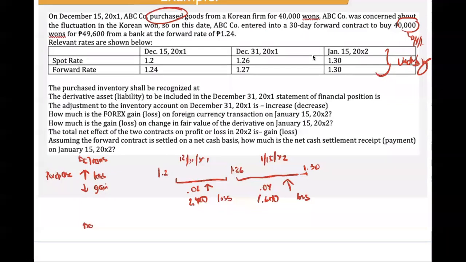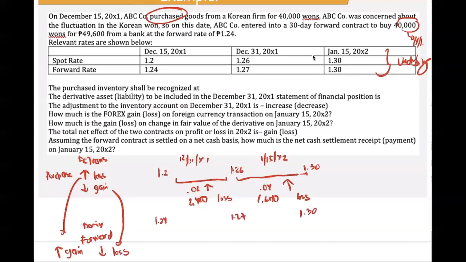Next, we account now for the derivative, which is the forward. Okay. So if the increase in your foreign currency transaction is a loss, the increase here is considered a gain. And the decrease, kailangan magkabaliktad sila, di ba? The decrease is considered now the loss. Ganun siya. So we plot again the rates, 1.24, 1.27, and then 1.30.